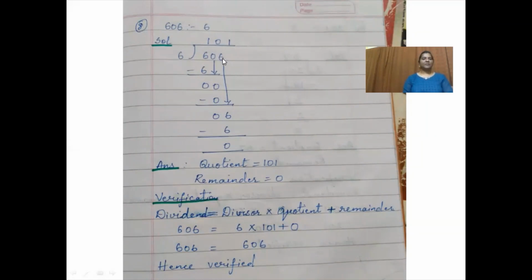The number in the ones place is 6. So 6 ones are 6. 6 minus 6 is 0. Now what is the quotient, children? Quotient is equal to 101. Remainder is equal to 0.